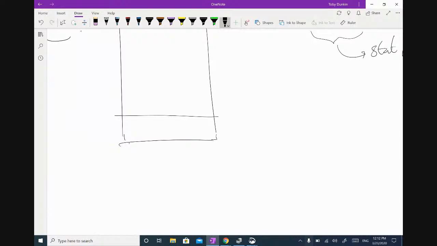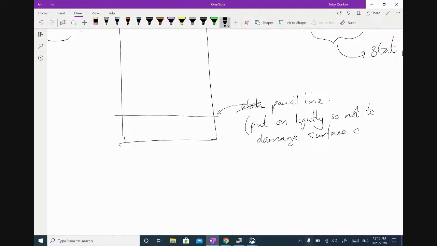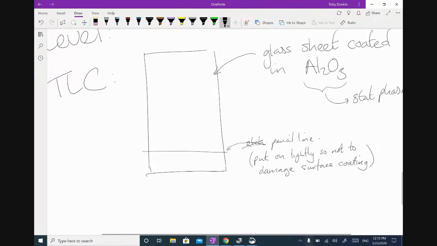You're going to draw a pencil line. Now, just to point out that sometimes they say the word etch, pencil line. You've got to be careful here because it's quite a soft surface, and if you dig too hard, you'll go in too deep and you'll damage it. I don't like the word etch. Pencil line, put on lightly, so as not to damage the surface coating. And same thing again, exactly the same.